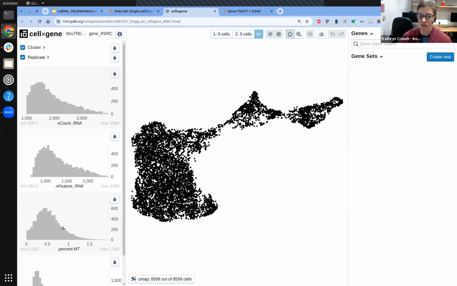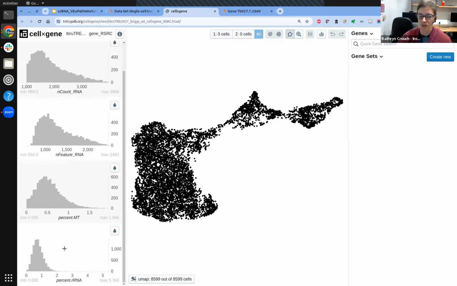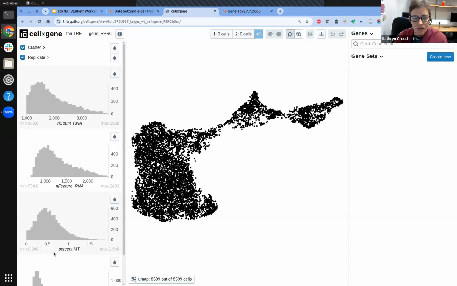Percentage of those genes that were mitochondrial and the percentage of those genes that were ribosomal RNAs. Those are common QA metrics. We also have some categorical metadata at the top. And this falls into 2 categories.